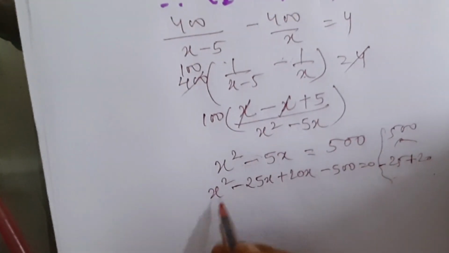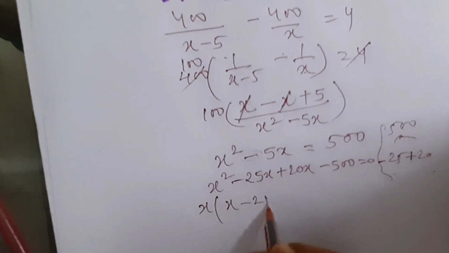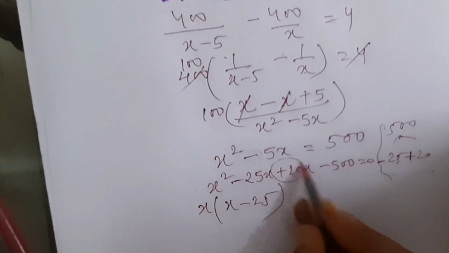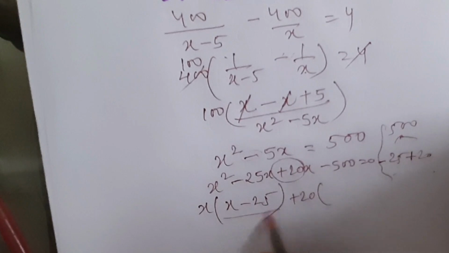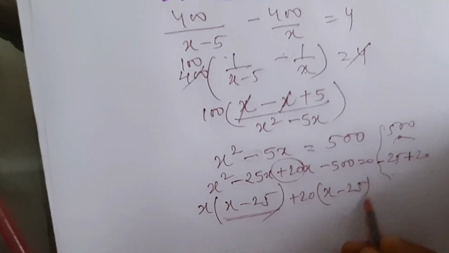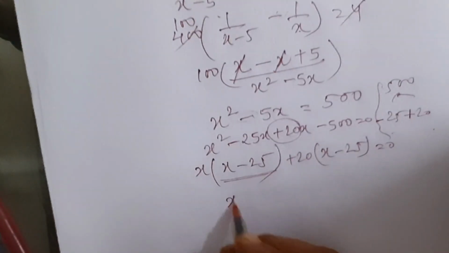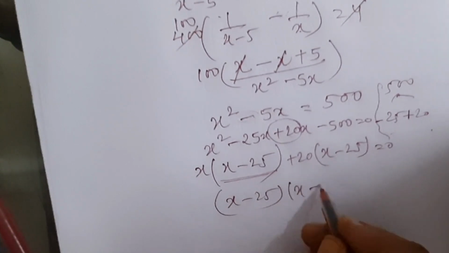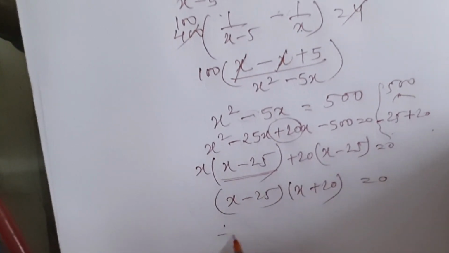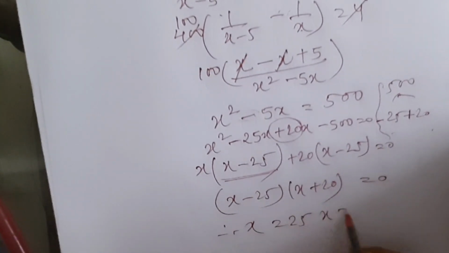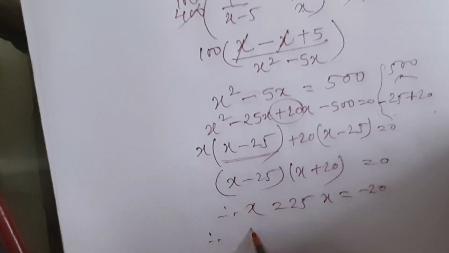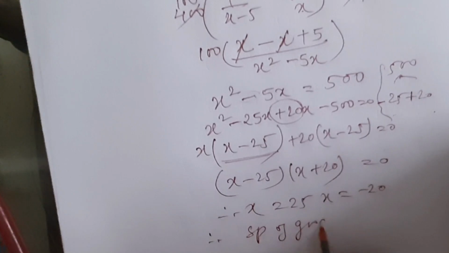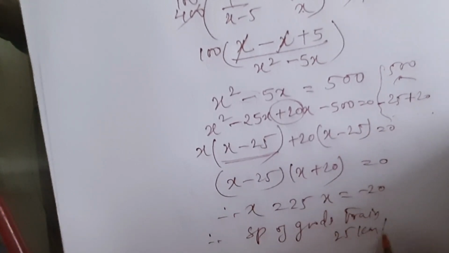Now x is common here: x minus 25. Now plus 20 with the sign, we will take the number and repeat the same bracket. X minus 25 is equal to 0. X minus 25, x plus 20. Therefore x is 25, x is minus 20. Always take the positive speed. Therefore the speed of the goods train is 25 km per hour. So most probably all of you understood.